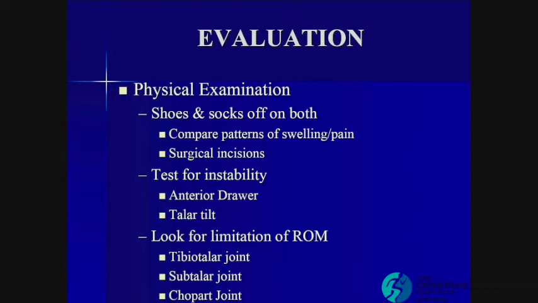Then I test for instability. Again, well documented with the previous talks. Anterior drawer, talar tilt, to name a few. And look for limitations of motion, because when you're talking about arthritis, you're talking about limitation of the motion of the ankle joint, the tibiotalar joint, but also the last two down here is very important when you're thinking about, at least on my end, when it comes to the point where someone needs surgery, you need to know what the surrounding joints are doing. Now, the subtalar joint is the side-to-side joint, and the Chopart joint is the joint in front of the ankle at the level of the foot.